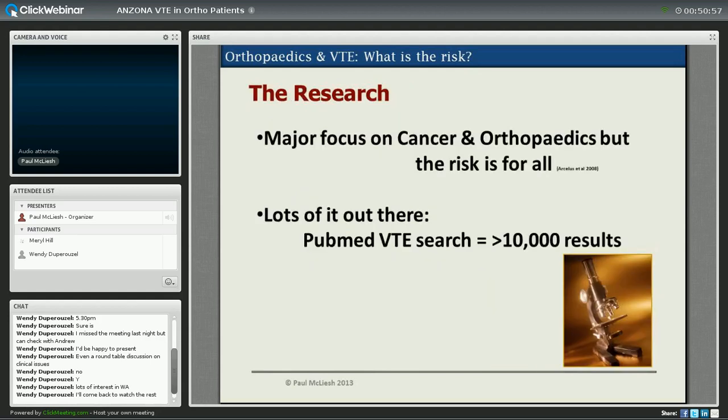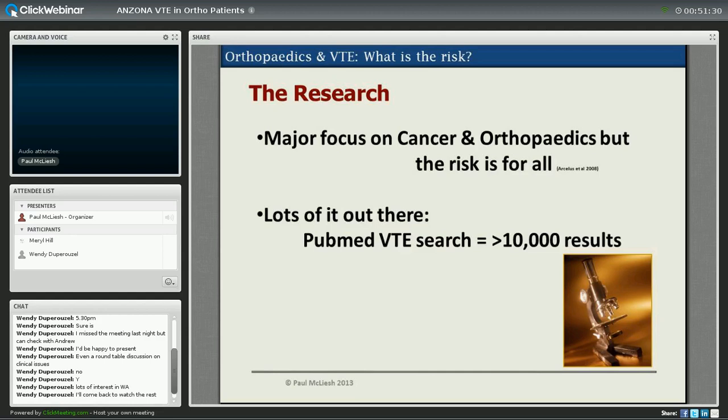Alright, so a lot of the research is also focused mainly on cancer, but there's starting to be a lot more in orthopaedics as well, and they're probably the two biggest areas of risk for VTE, cancer and orthopaedics. Some of the other general surgical areas are starting to look at their risk as well, because traditionally they haven't, so that's starting to occur now, but orthopaedics and cancer are probably out ahead of some of those other groups as well.